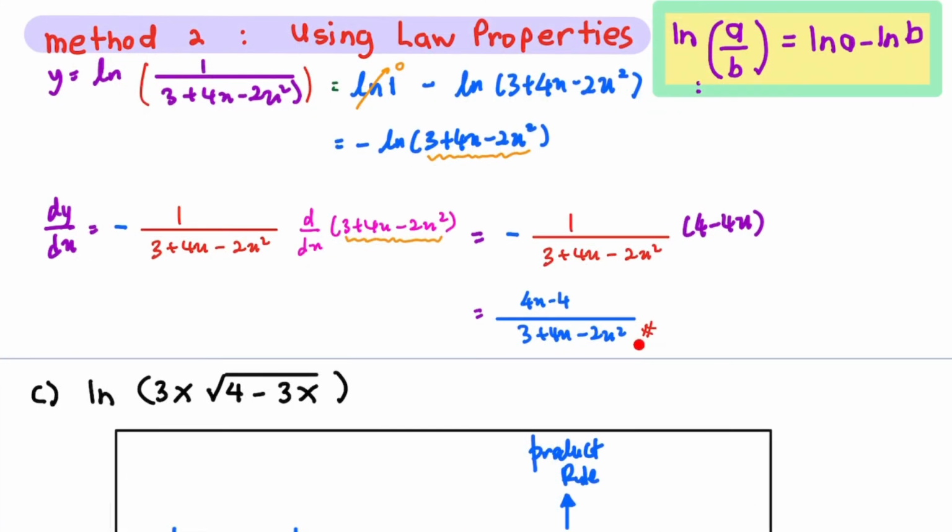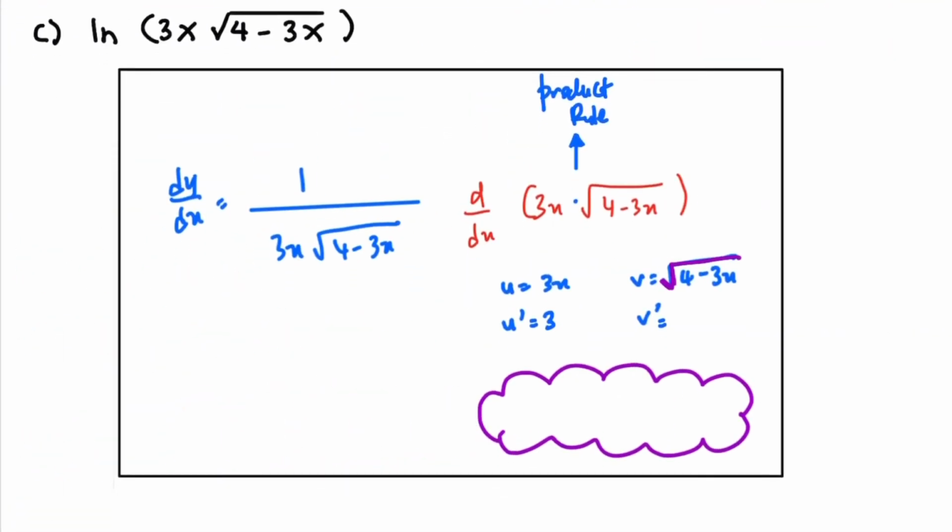So this is really easy to solve compared to what we have done in method 1. So I really suggest you to use the law properties. Now let's see question part C. You have ln of something here. However, this something here is a bit complicated. This is two functions multiplied to each other. So now let's try to use the usual method. Okay, let's straight away find the derivative. So ln of something is just 1 over that something, further differentiate it.